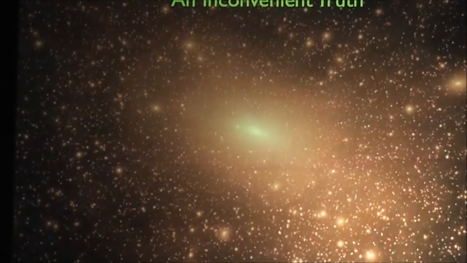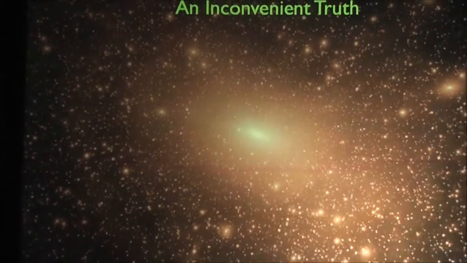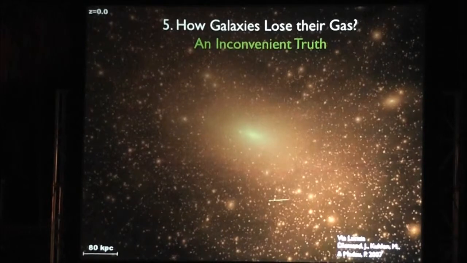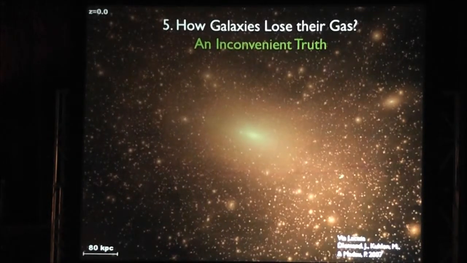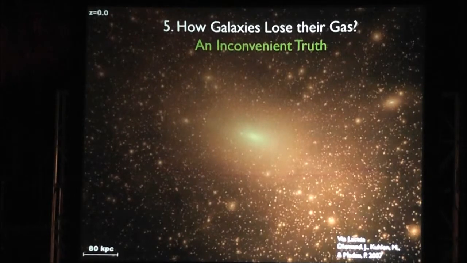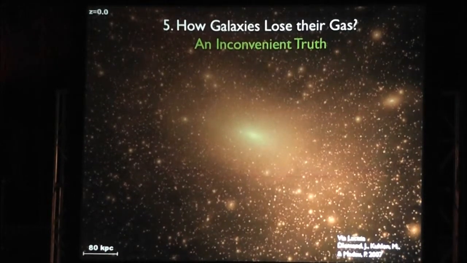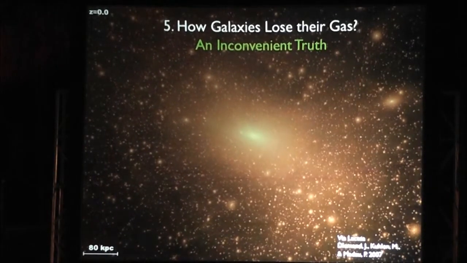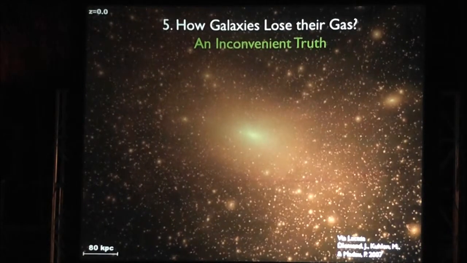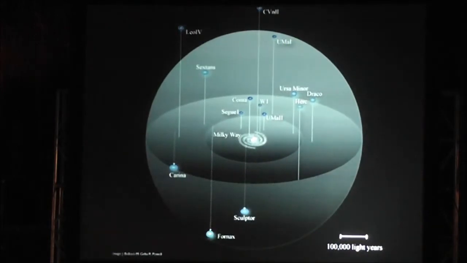Now, how do galaxies lose their gas, and why do we think they lose their gas? This is a simulation, like the ones I showed you before, of what the Milky Way should look like. But this is the dark matter. So the Milky Way should be surrounded by, the sky should be full of small dwarf galaxies. But we know it's not. There are handfuls of dwarf galaxies. In fact, the map looks like that.